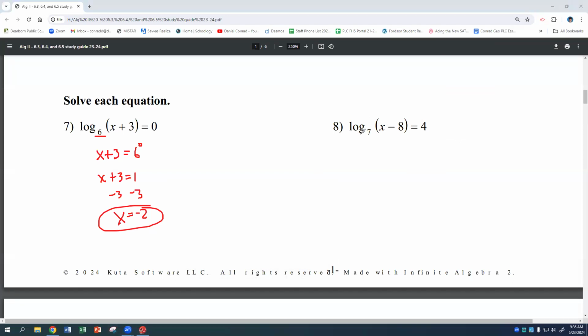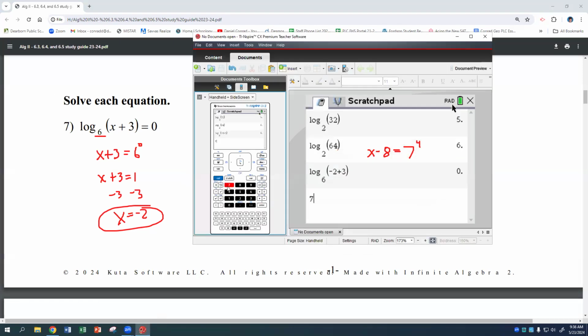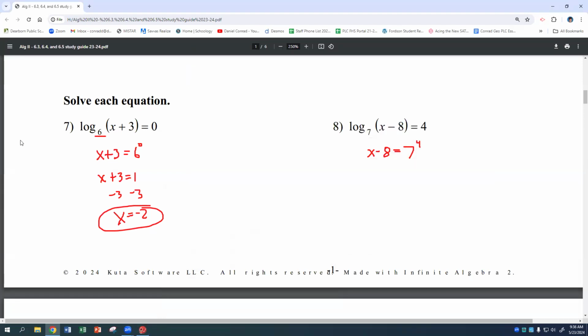Over here, same thing. So it's going to be x minus 8 equals 7 to the 4th power. That's going to be a big number, right? 349 times 7, that's going to be in the thousands. So let's use my calculator. 7 to the 4th, 2,401. 2,401, and then we're going to add 8 to both sides. So we get x equals 2,409. Okay, if we want to check our answer, we're just going to plug it back in.